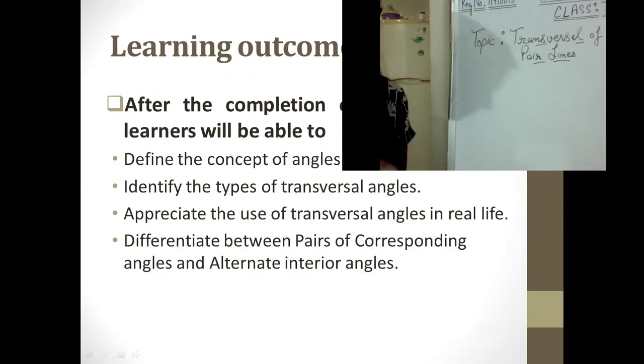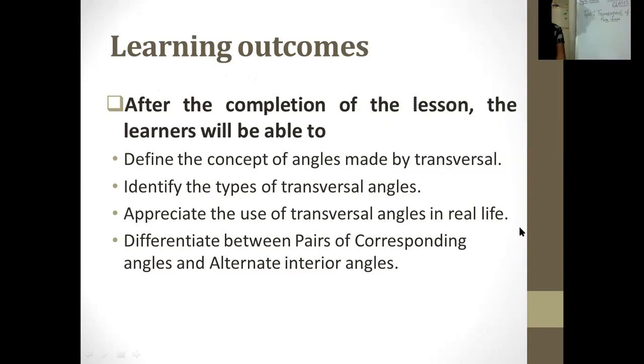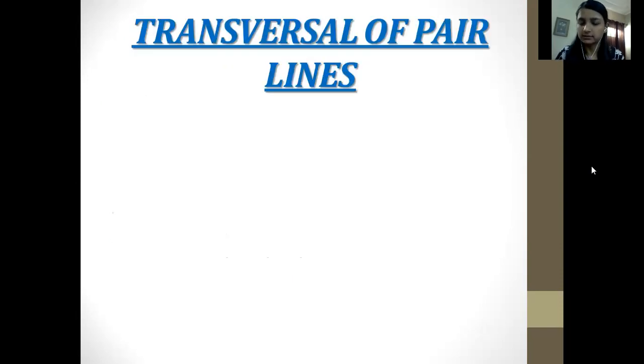So yes, students, before learning about this, let me tell you the learning outcomes for today. After the completion of this class, you would be able to define the concept of angles made by transversal. Then you would be able to define the types of transversal. You would be appreciating the use of transversal angles in real life. You would be able to differentiate between corresponding angles and alternate angles. So let us move further.